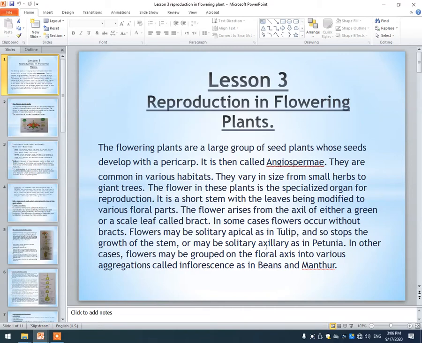In some cases, flowers occur without bracts. A flower may be solitary apical, as in the tulip flower, where it stops the growth of the stem, or may be solitary axillary, as in the Petunia flower. In other cases, flowers may be grouped on the floral axis into various aggregations called inflorescences.